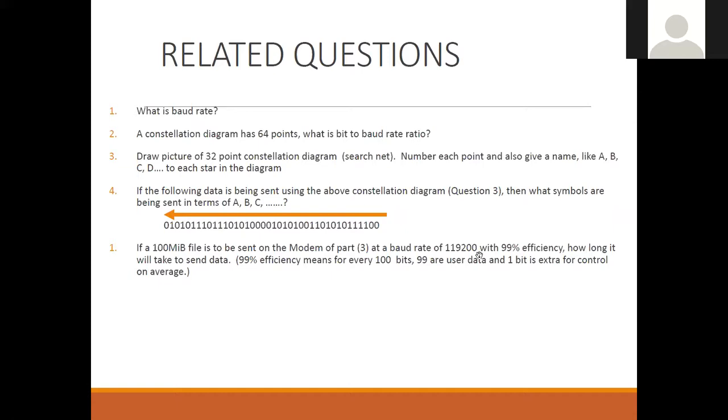So the bit to baud rate ratio is not given in this question. So you can assume the bit to baud rate ratio as 8 in this question. Calculate this. This is the kind of question you can see in the next quiz or something. So prepare this. This is what we are going to do next class.